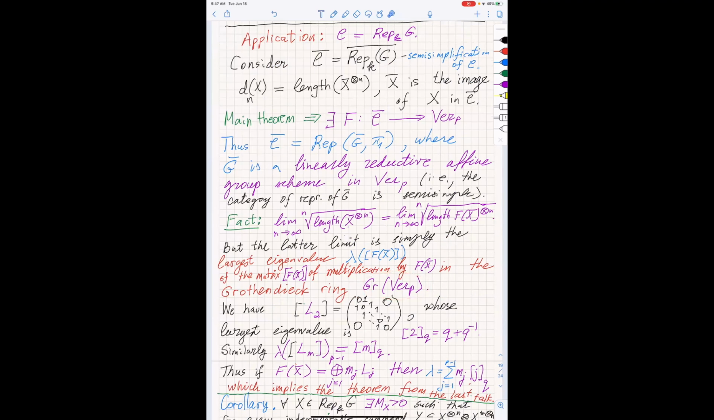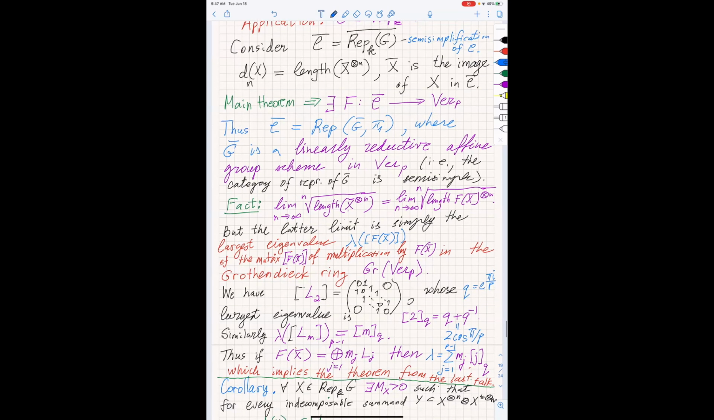For example, if you take the object L2, then its matrix of multiplication by L2 in the basis of the L_i is this matrix, which has ones on the diagonals above and below the main diagonal and zeros everywhere else. And it is classical and well known that the largest eigenvalue of this matrix is the q-analog of 2, which is q plus q inverse, where q is equal to e to the pi i over p. So this is twice cosine of pi over p.